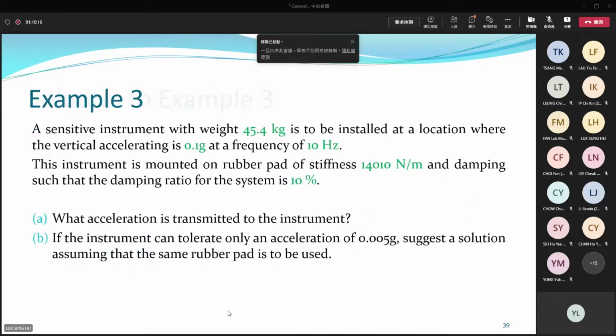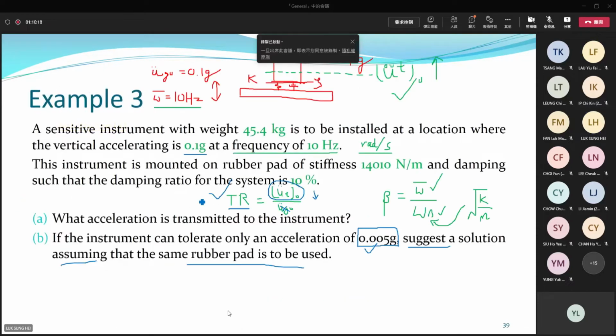But what we can do, it seems that in these questions we have one assumption. Assume that we are using the same rubber pad, same support. This statement actually means you have to keep the damping coefficient as the same number because you are using the same support system. Actually, this statement gives you this condition.